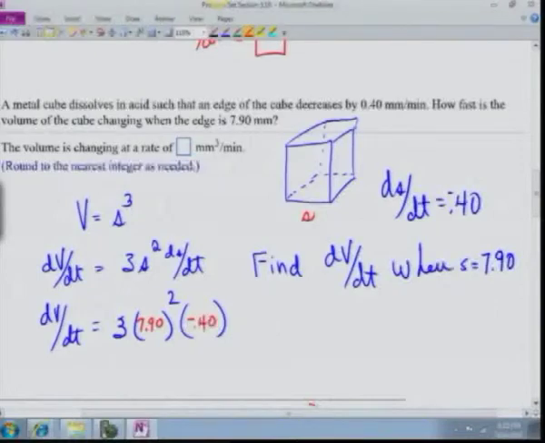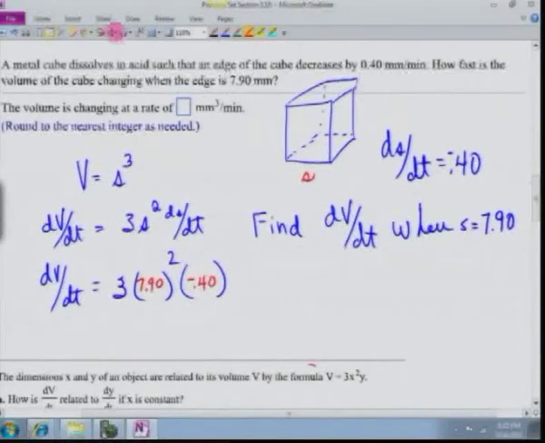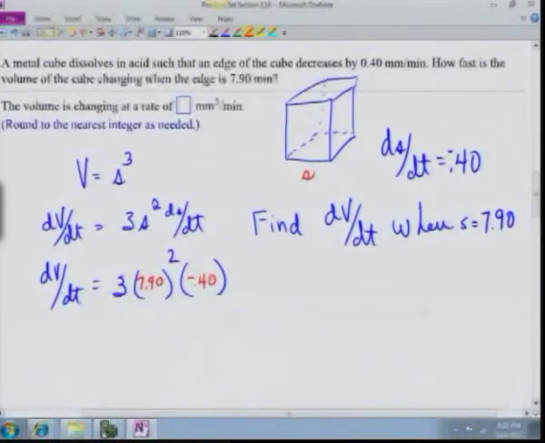So you do the math on that one. Calculator. And it does say round to the nearest integer as needed. So let's see what you get. 75. What did you get before you rounded it? Negative 74.